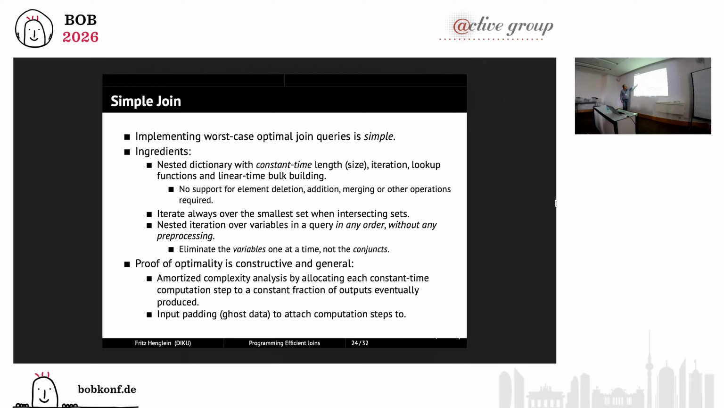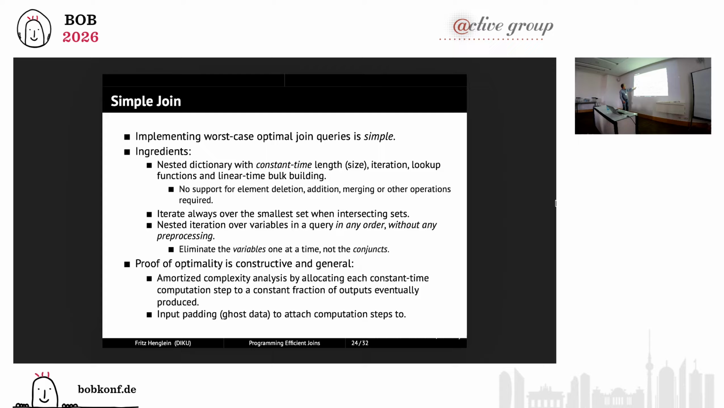So then you iterate always over the smaller set when intersecting sets. You always ask the sets, how big are you, before you do anything, okay? Don't just say, oh, I'm taking the left argument of my intersection as the one to iterate over. Whoa, you're dead. So don't do that. Then nested iteration over variables in the query in any order without any preprocessing, okay? And the order here has to be the same order as for the dictionary, okay?